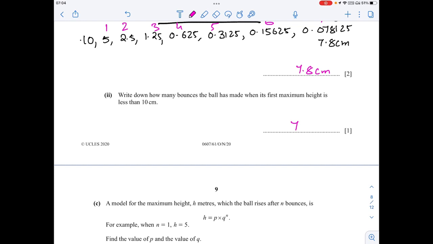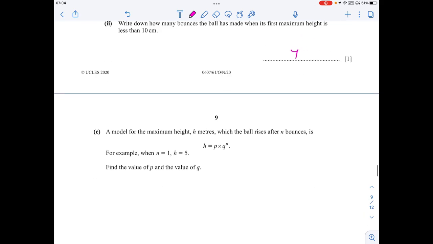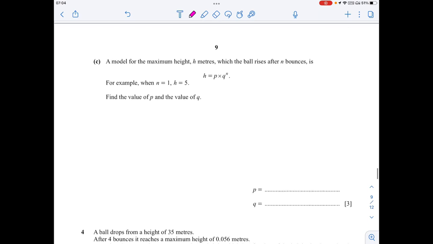Next, what is he asking in the next one? He is asking us about a model for the maximum height which the ball rises after the bounces, given over here, where for example when n equals 1, h equals 5. Find the values of p and q. So n equals 1, h is 5. 5 equals p times q to the power of 1. So 5 equals pq. We got it on that one.